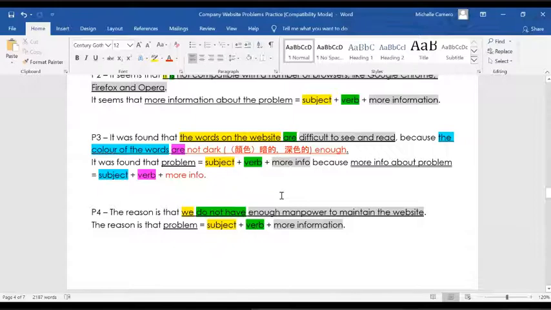So that brings us to problem 4. How did we give more information about problem 4? They use the sentence pattern, the reason is that we do not have enough manpower to maintain the website. Again, you can say the reason is that, and then say more information about the problem, which is subject, verb, and more information. So we, as our subject, do not have, as a verb, enough manpower to maintain the website. And this really isn't the problem. This is more information about the problem.